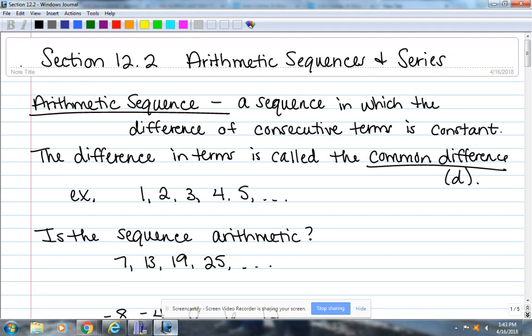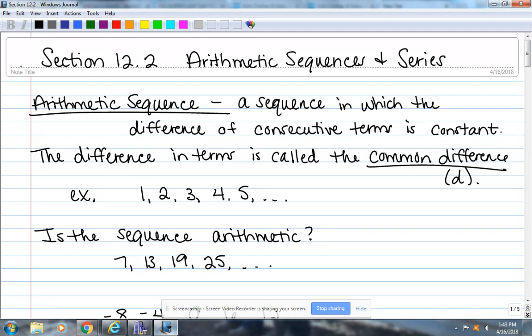An arithmetic sequence is a sequence, and a sequence, y'all, is a list of numbers, in order, in which the difference of consecutive terms is constant. That means the terms go up at a constant rate. It's going up by the same amount or going down by the same amount every single time. The difference is called the common difference. They call that little d. So anytime you see that lowercase d, that means the common difference.